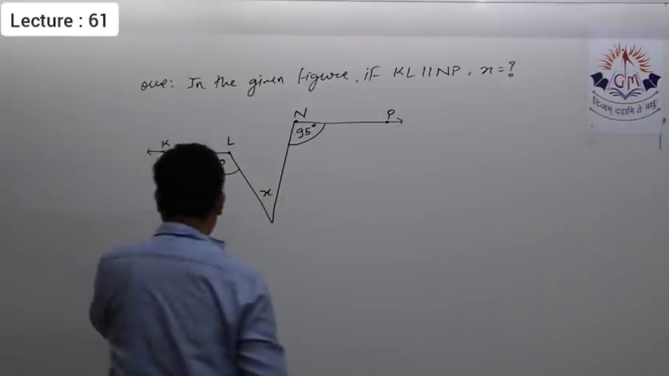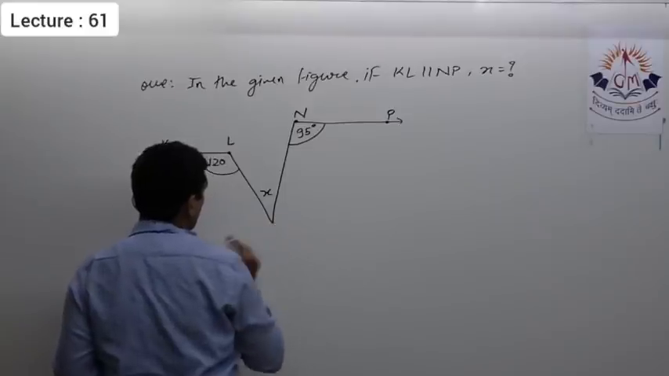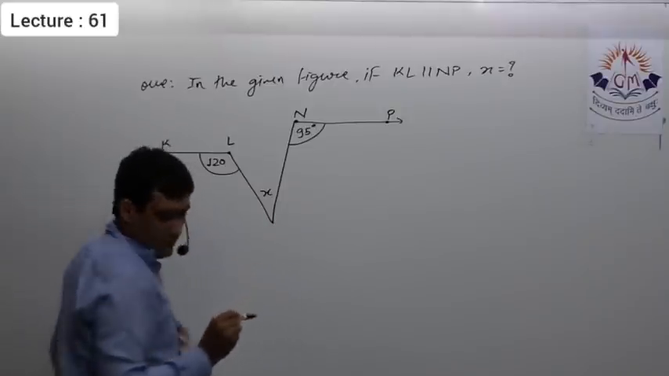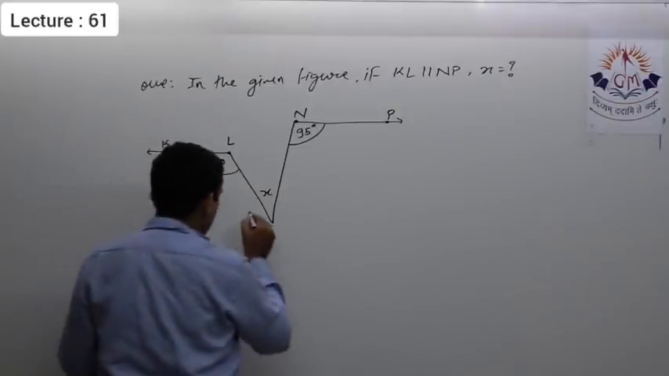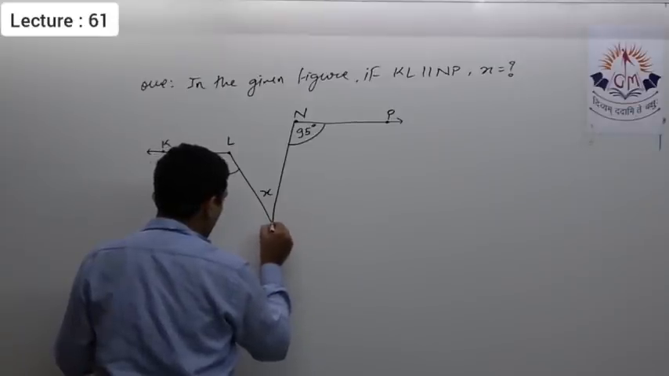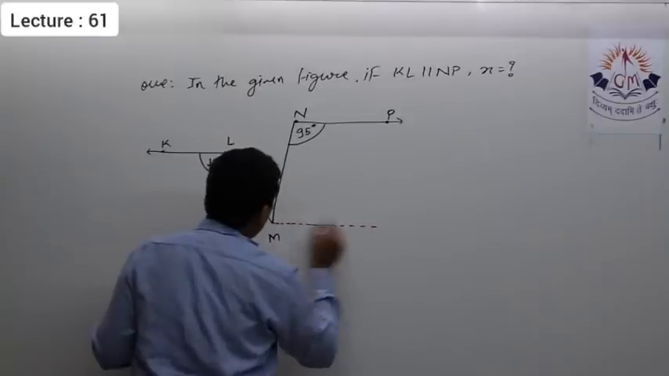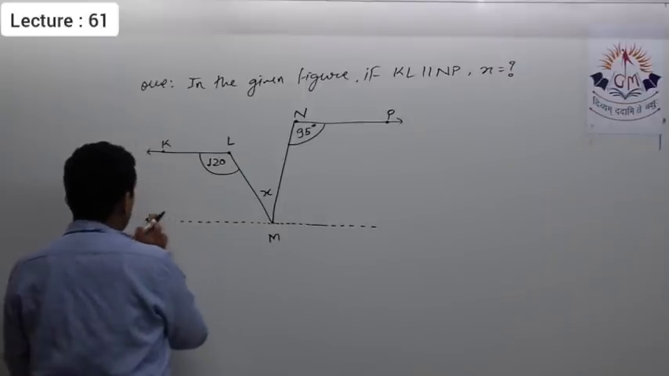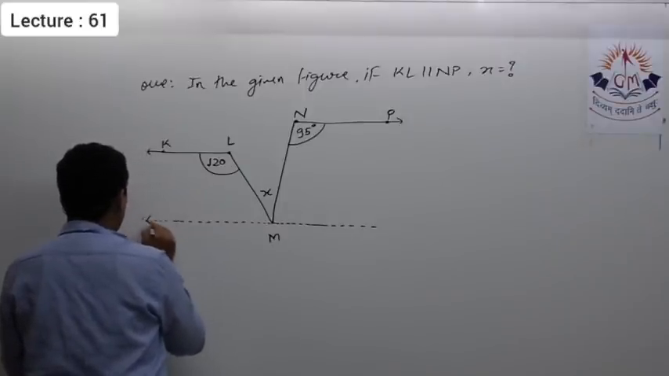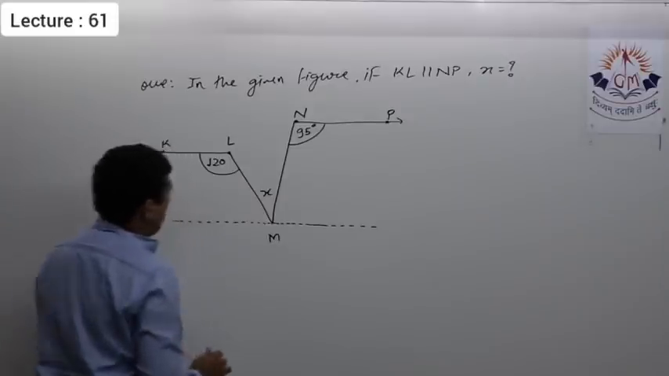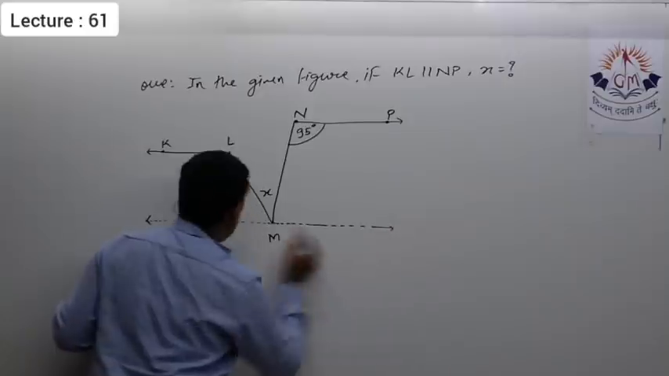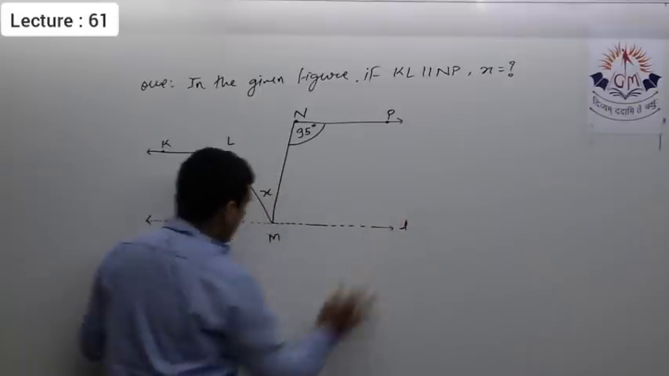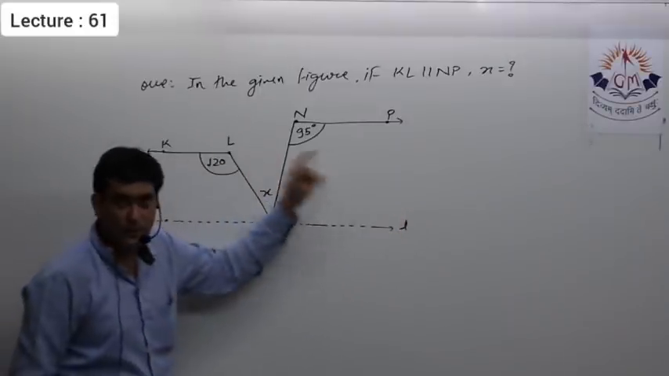So it's very easy. What we have to do is simply draw a line. Let this point be M. We have to draw a line parallel to KL or parallel to NP, passing through point M. I have to draw a line in such a way. Now see, let the line be line L. L is parallel to KL as well as parallel to NP.